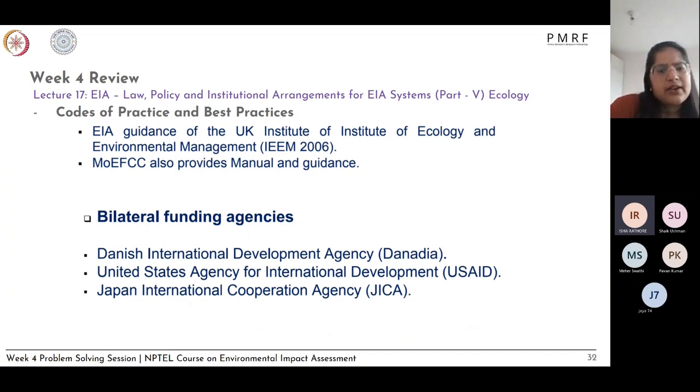And we have certain bilateral funding agencies which fund ecological protection projects, like the Danish International Development Agency, the United States Agency for International Development, USAID, and the Japan International Cooperation Agency, JICA. So these provide funding to ecosystem projects for conservation and preservation of ecological systems.